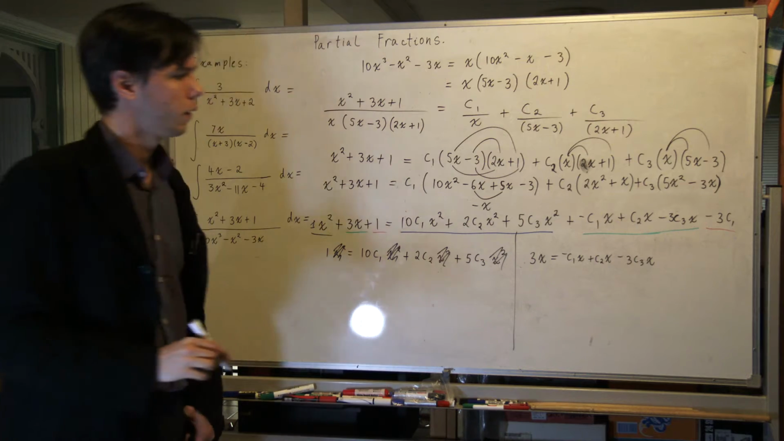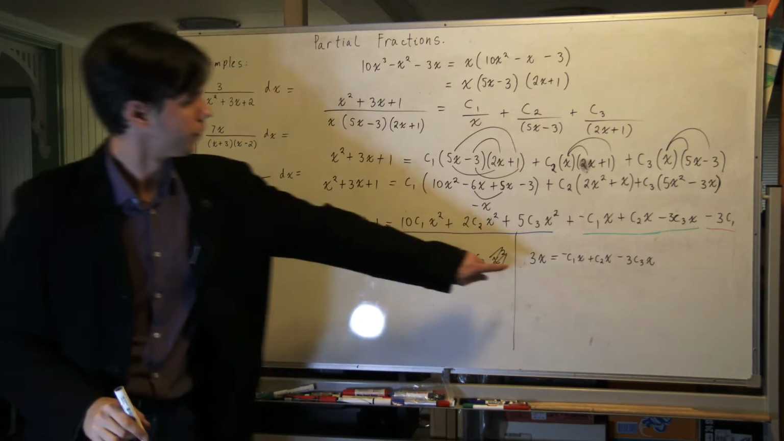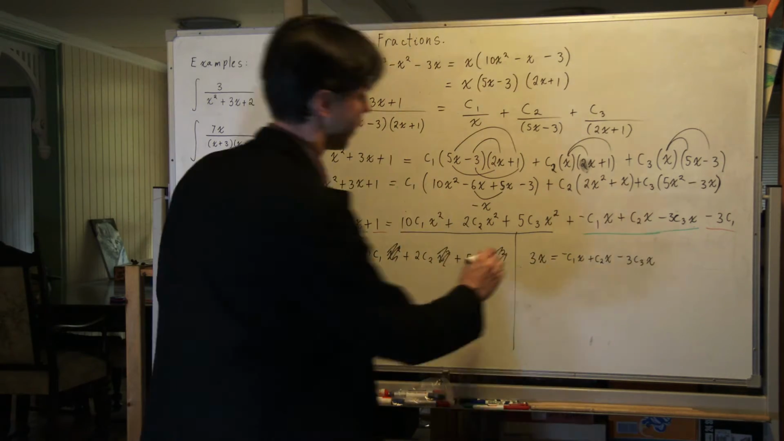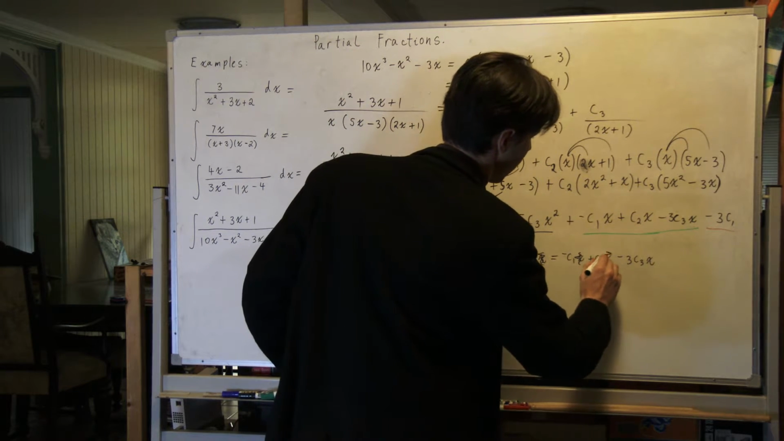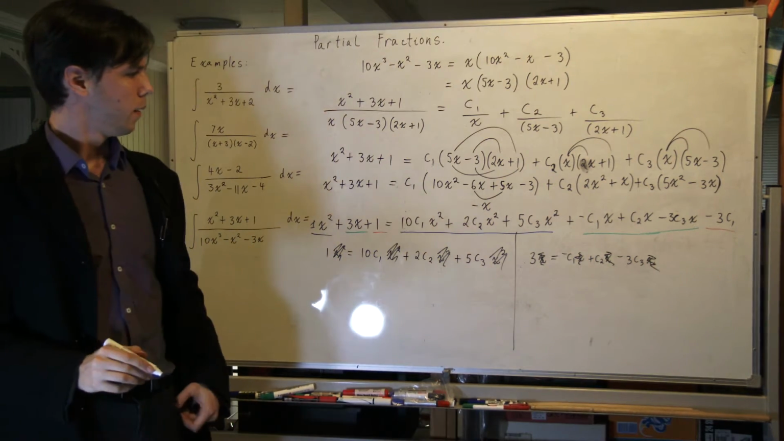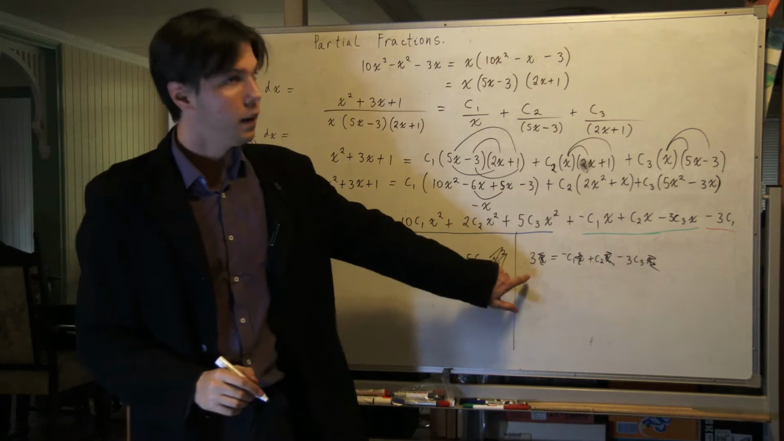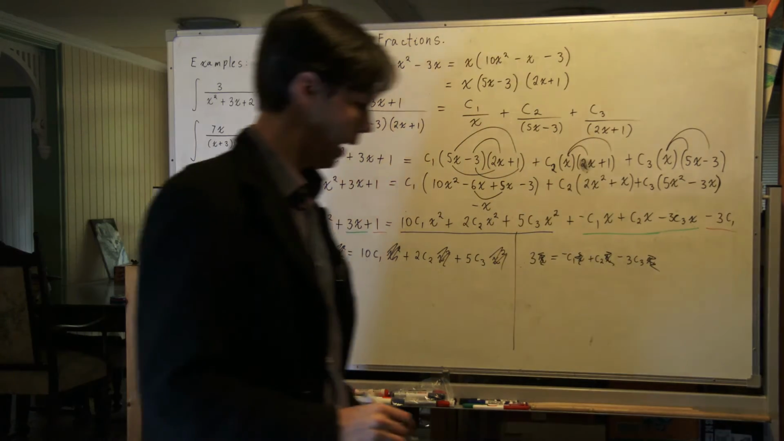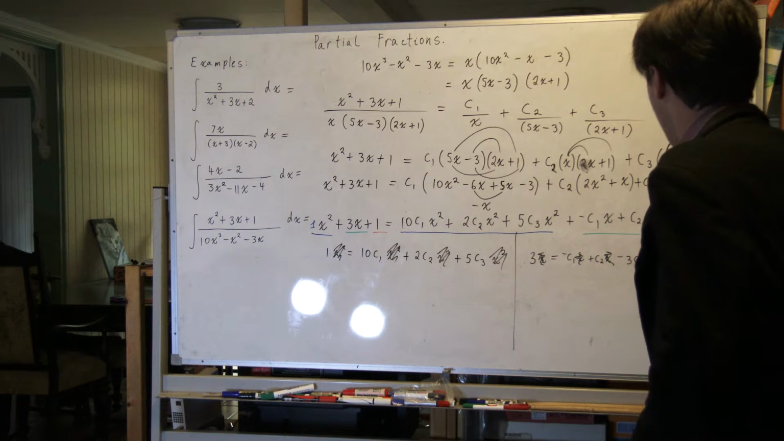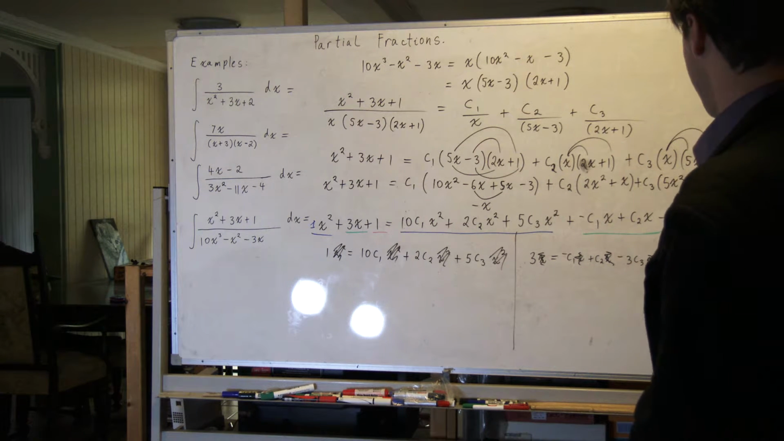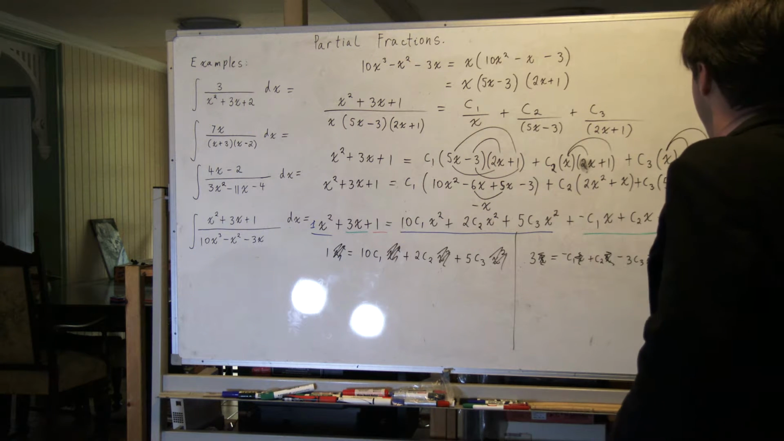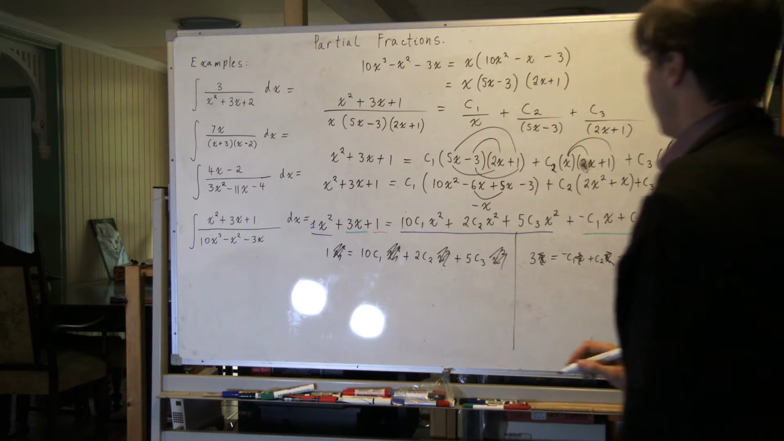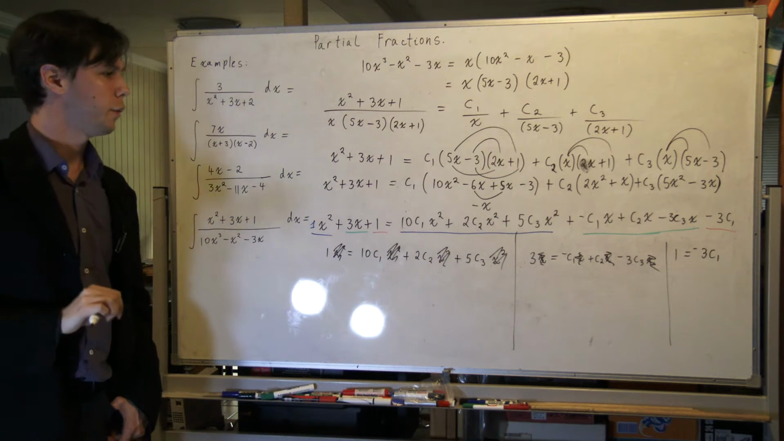So there we have it, 3x, and all this linear stuff here. Divide everything by x. Get rid of that, and there, and there, and there. And now we have 3 equals negative C1 plus C2, take 3C3. And then finally, we have our constant equation. And the constant equation is 1 equals negative 3C1. So we have 3 unknowns and 3 equations.